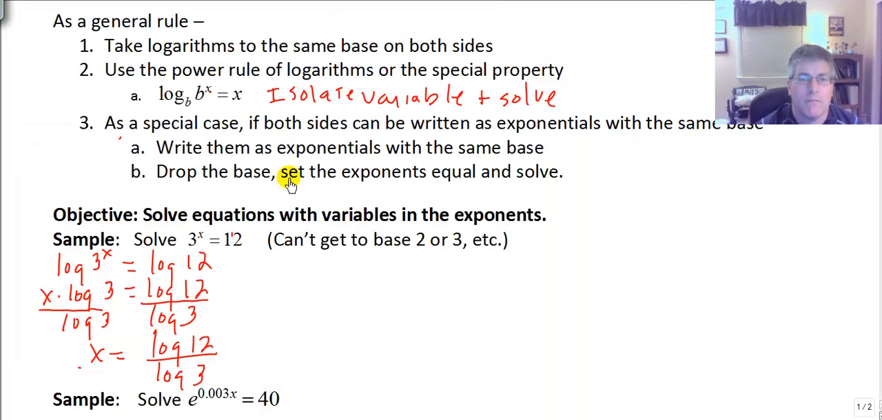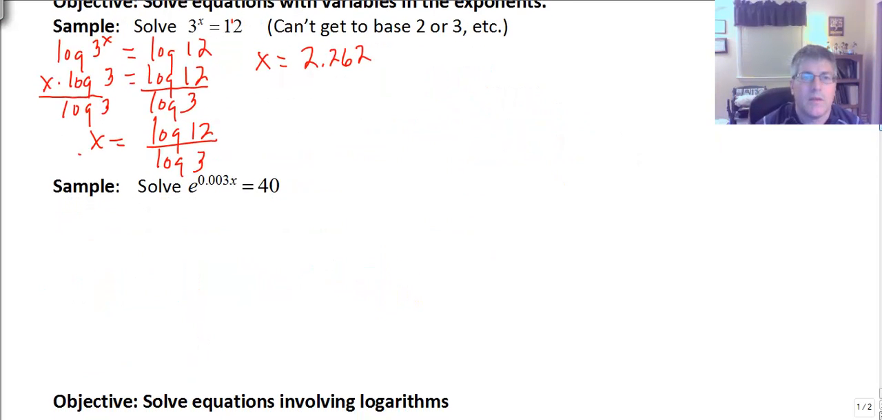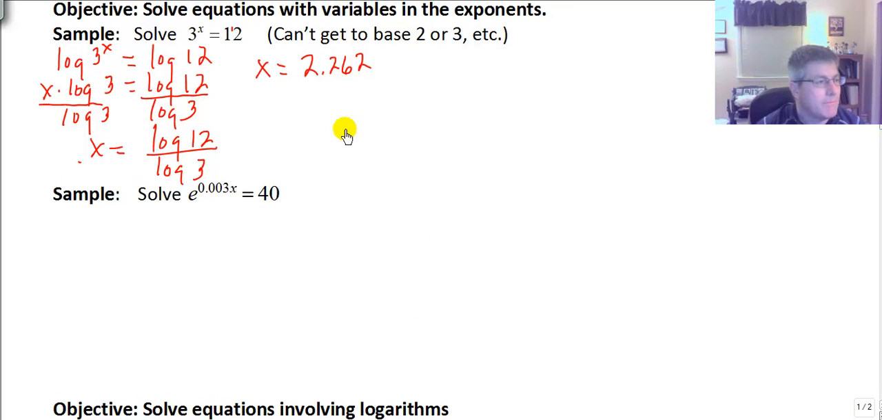So x equals 2.262. Here's another sample, but now this one involves e.